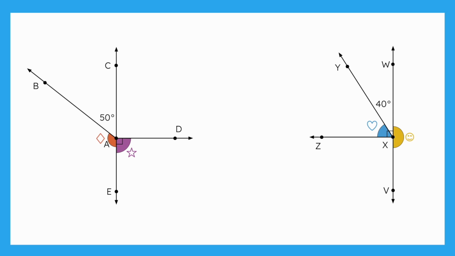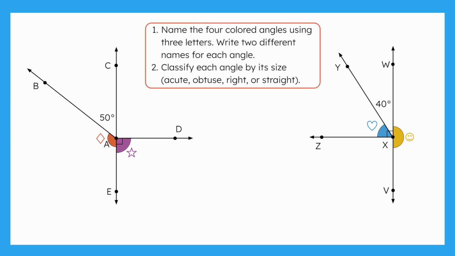Let's name and classify a couple more angles. Pause now and name the 4 colored angles indicated on the diagrams, writing 2 different names for each angle. Then, classify each angle by its size. Let's see how you did.